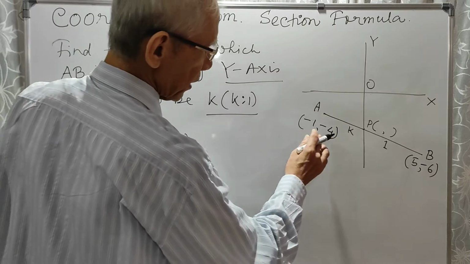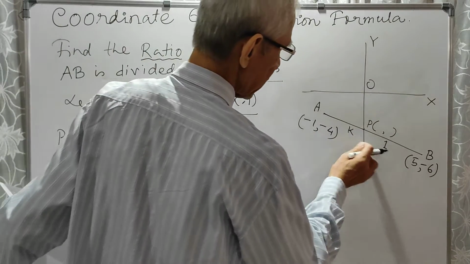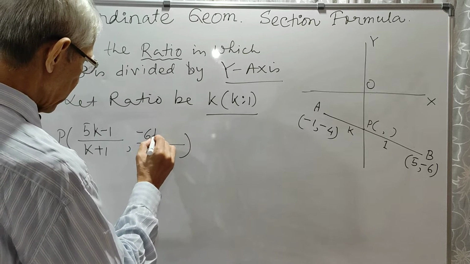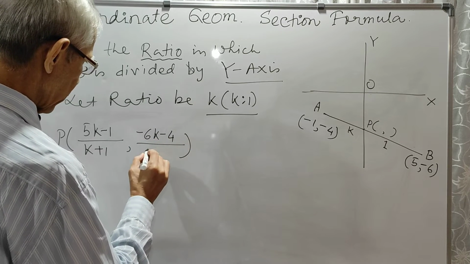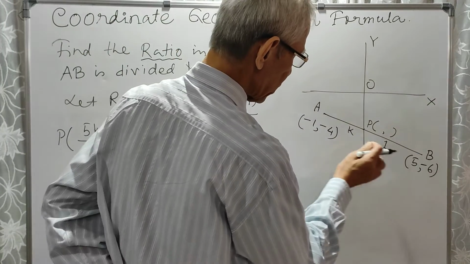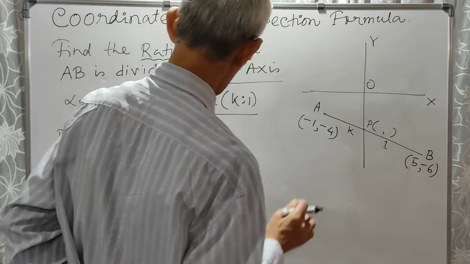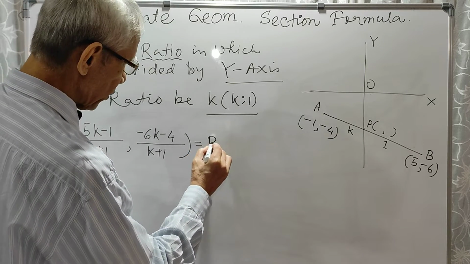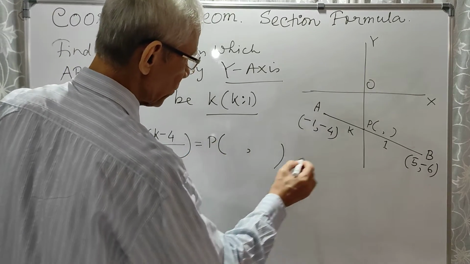And then what is the y coordinate? k into -6 plus 1 into -4, that is (-6k - 4) by (k + 1), isn't it? Now this is the coordinate of this point P.